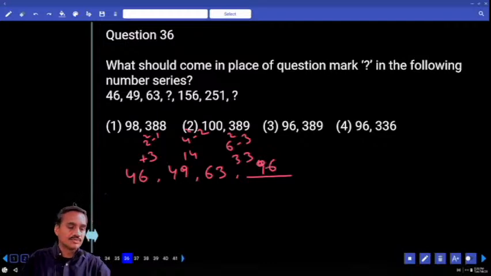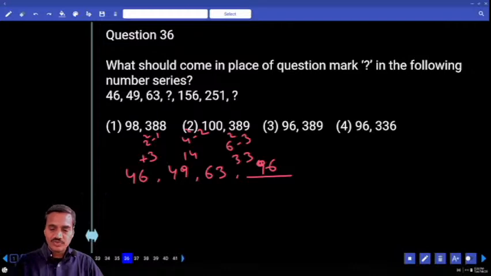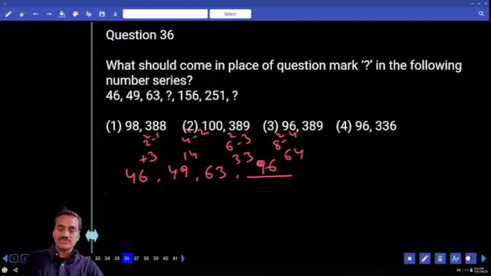Is 96 there in the choices or not? And 96. Next one, 2, 4, 6, 8 square minus 4. What is 8 square minus 4? 64 minus 4, 60. 96 plus 60, that is 156. Is it correct? 156. Then next one, 10 square minus 5.